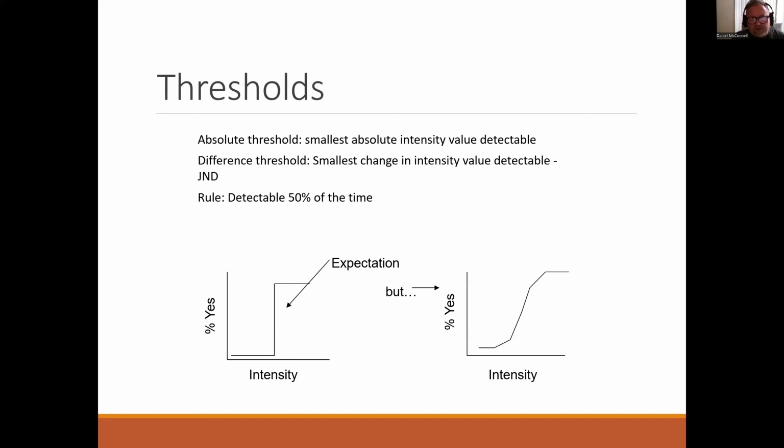So if you notice the change 10% of the time, then we will say that that's not yet officially a sufficient change to be considered a difference threshold or JND. You have to be able to notice the change in the stimulus at least half the time for that to be considered a JND. So this implies, as I had emphasized, that there's some variability, messiness to human performance.